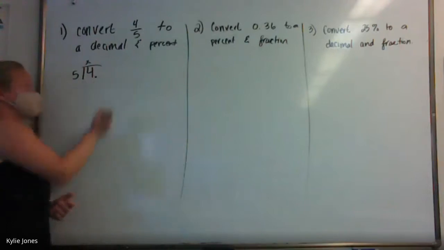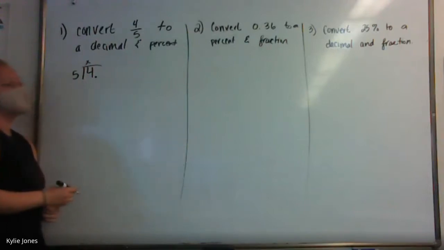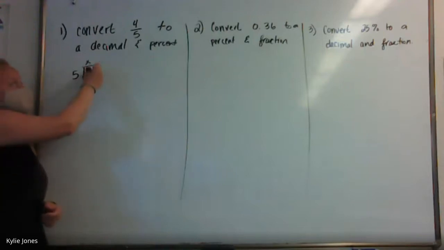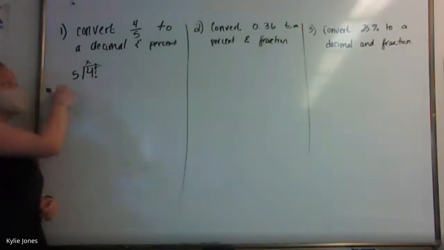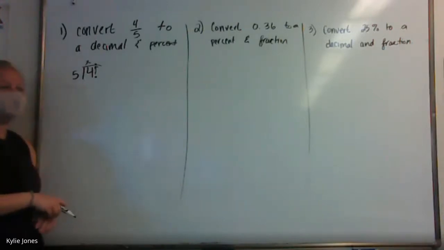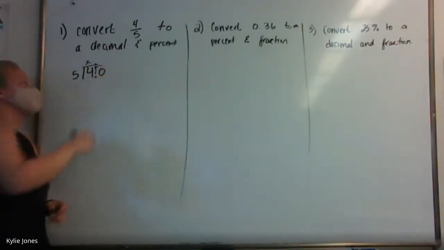Add a decimal and what? Bring up the decimal. We're still forgetting something. What else do I need to add? We still can't do 5 into 4. What am I forgetting? A 0. We still have to add a 0 here.